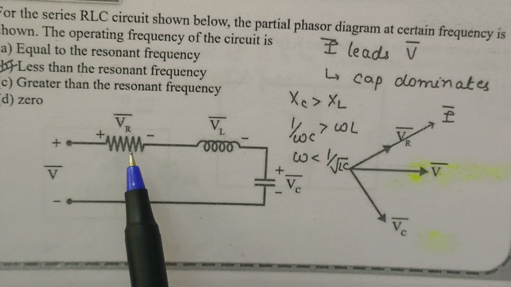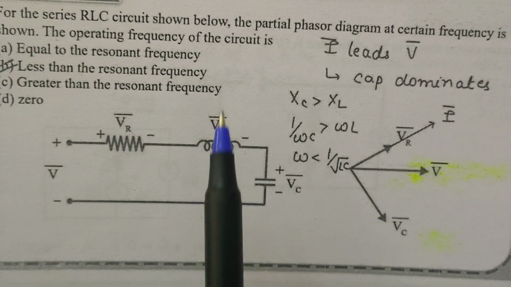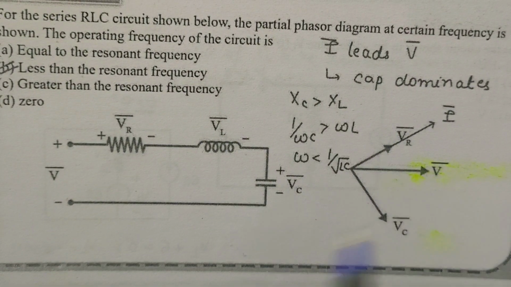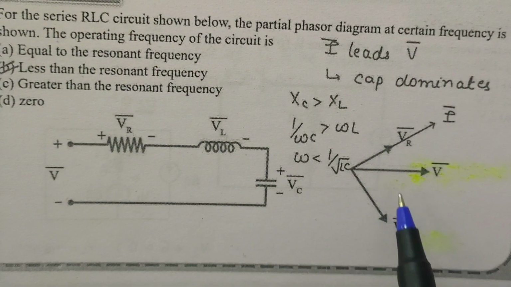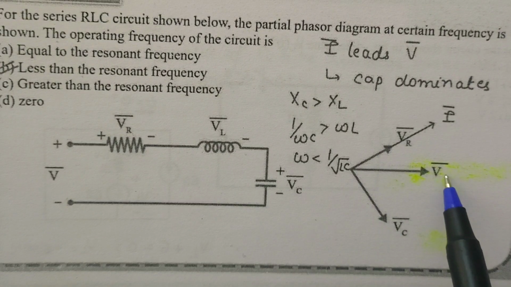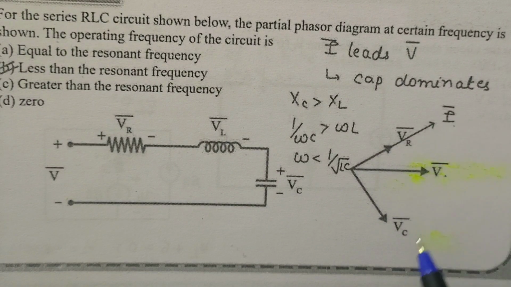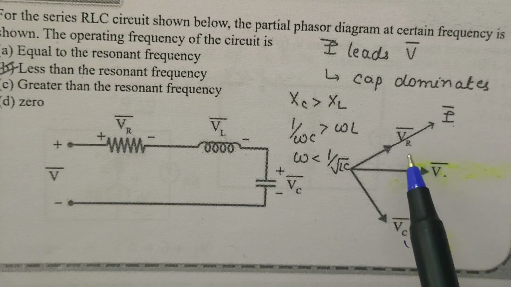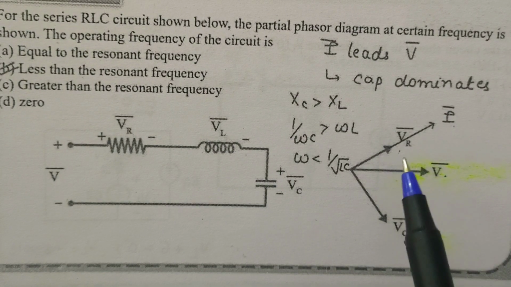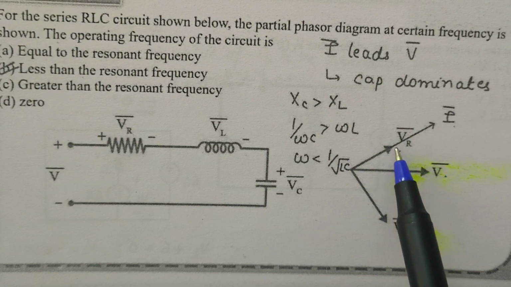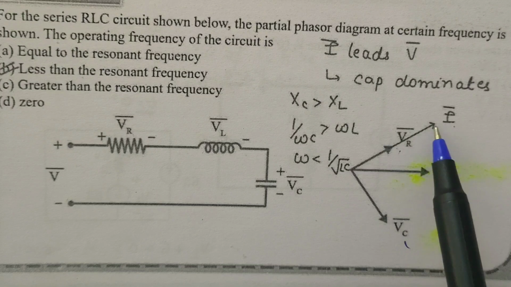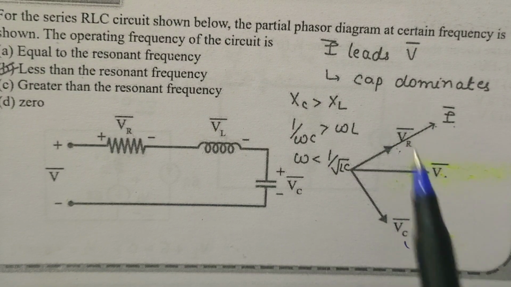In the series RLC circuit, the partial phasor diagram at a certain frequency is shown, and the operating frequency is asked. In this phasor diagram, this is voltage V, this is current I, and this is the voltage across the capacitor. This is the voltage across the resistance. Here the voltage across the resistance and the current are in the same phase.